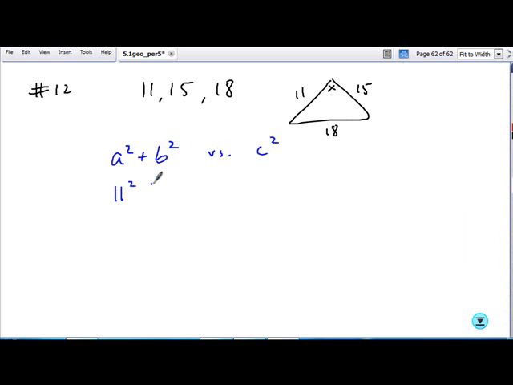So if we took 11 squared plus 15 squared and compared it to 18 squared, okay, so you get 11 squared, which is 121. You get 15 squared, which is 225. And when you compare those to 18 squared, which is 324, what you see is that this sum is greater.